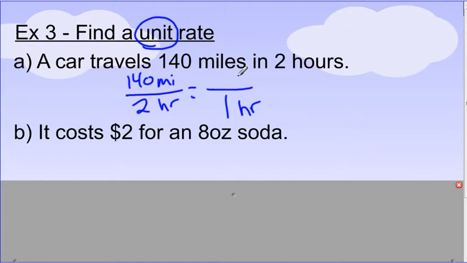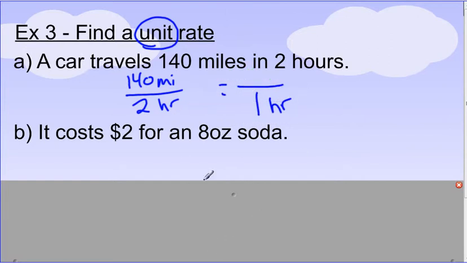I'm going to show you another way to do it, and then you can decide for yourself which way you like better. Another way to do this is when we're writing our unit rate, let me see if I can move this guy over a little bit.